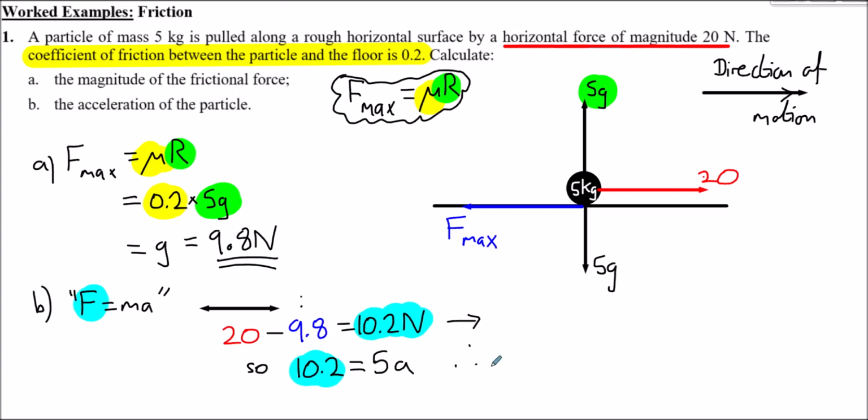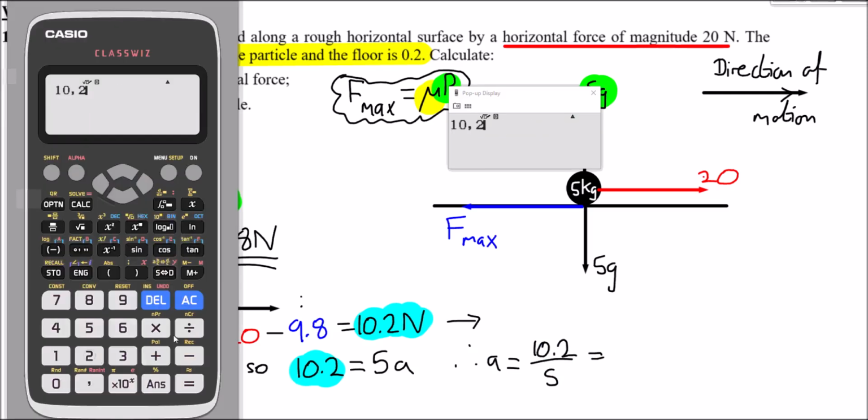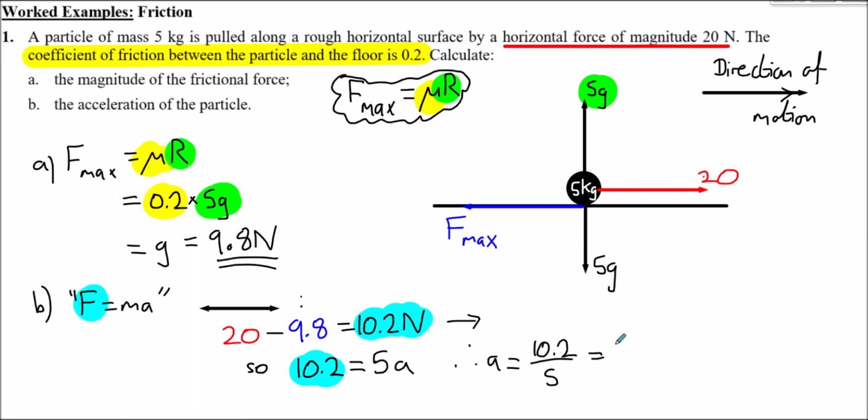So therefore, the acceleration is going to be 10.2 divided by 5. Use your calculator if you want to, that's absolutely fine. 10.2 divided by 5. That gives us, to 3 sig figs, 2.04. So the acceleration is going to be 2.04 meters per second squared to the right, or the positive x direction, you could have also maybe said. So that's worked example 1 done. Let's have a look now at worked example 2.